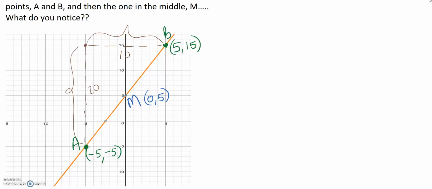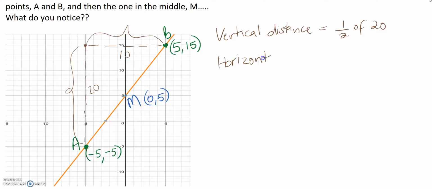So we can write that. Our vertical distance would be half of 20, and our horizontal distance would be half of 10. Now half of 20 is 10. Half of 10 is 5.